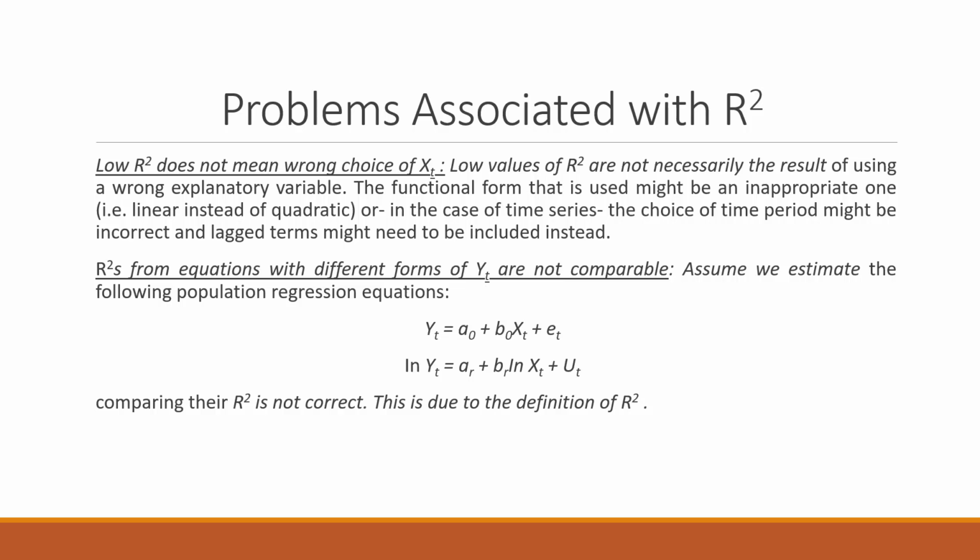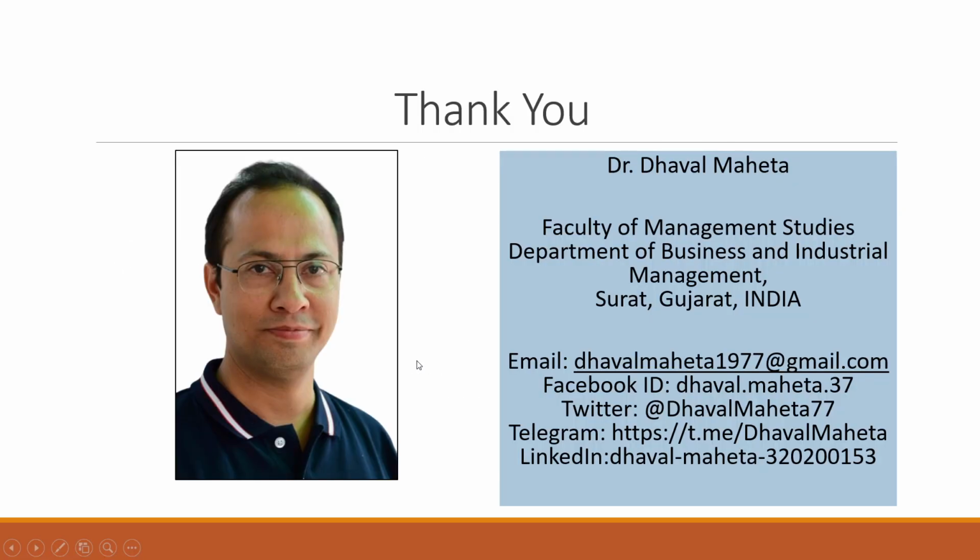We have generated R square from two different equations. One is yt is equal to alpha 0 plus beta 0 xt plus error. And the second is natural log yt is equal to alpha plus beta ln xt plus ut. Now, we cannot compare R square of these two equations because the functional form of these two equations has changed. So this was all about the classical linear regression model.